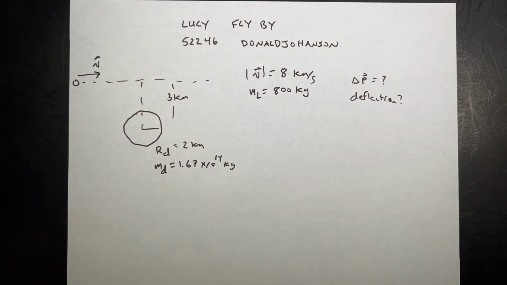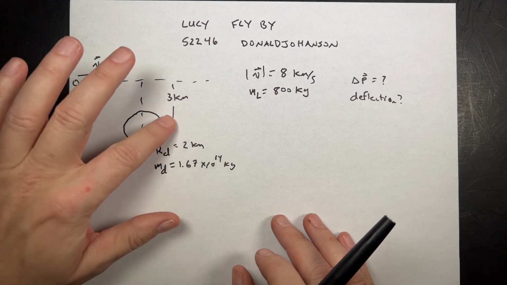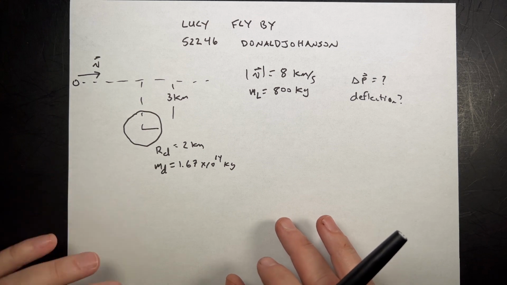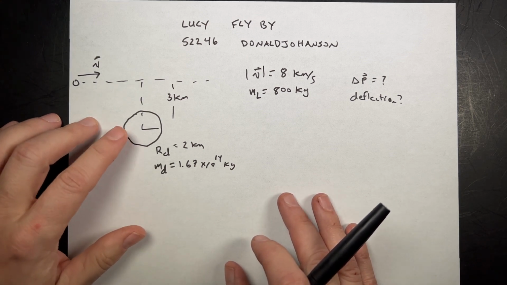Okay, so I looked up as much as I could, but it doesn't really matter. We're going to do it anyway. So I did make some artistic license decisions. But here's my asteroid, 52246 DonaldJohanson, which is what I'm going to refer to it every time I say it. Not.